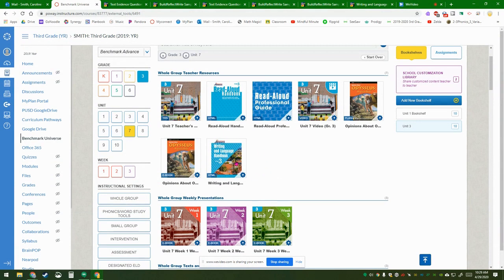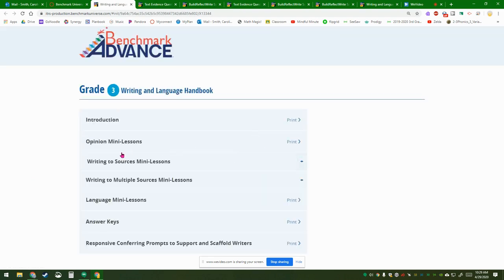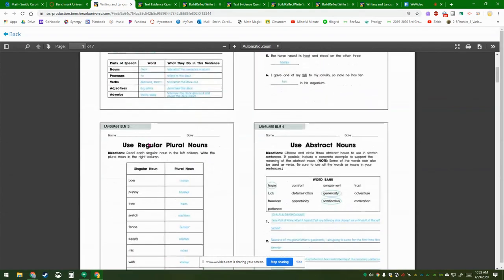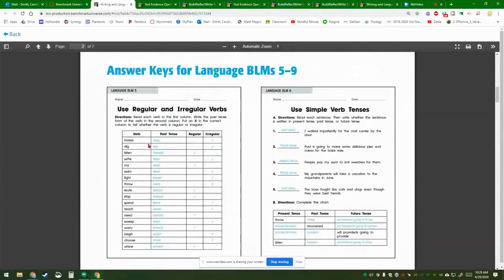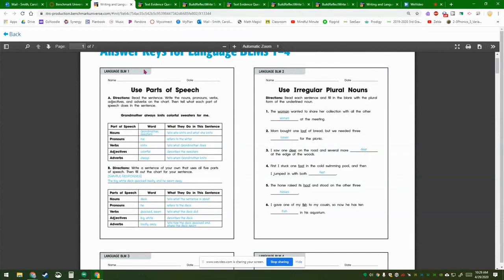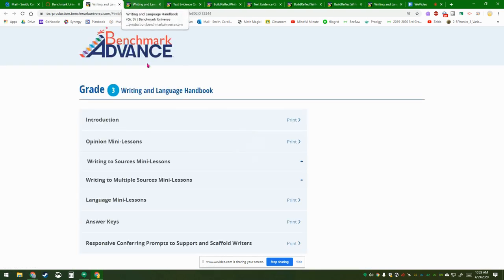If you're using one of these, like the Writing and Language Handbook, then there are answer keys down here. So that would be for, I'm not sure if people are going to use this because you'd have to print out these things, but you could be just like typing up a document that has the same questions and then using them, and that would go along with, I think, some of these mini lessons and other things in the Writing and Language Handbook.